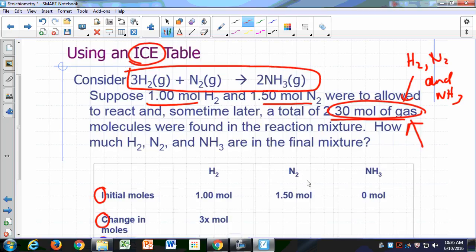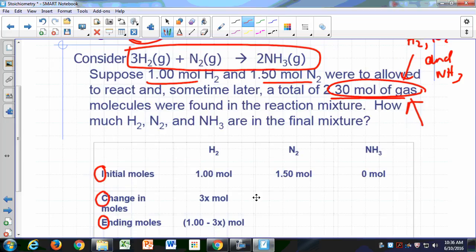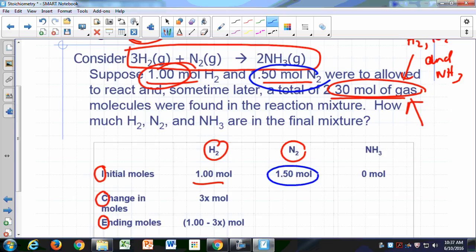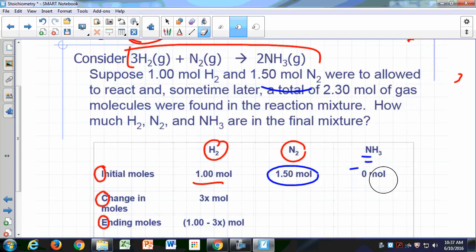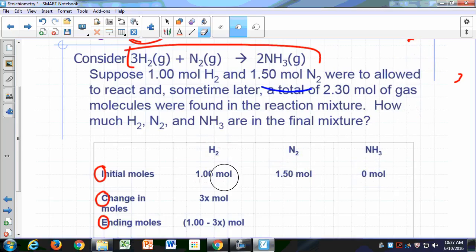So we set up our ICE table here. For our initial moles, for H2 you have 1 mole initially, and for N2 you initially have 1.5 moles. Since you're just putting H2 and N2 together, initially you don't have any ammonia, so NH3 is 0 moles. That's your initial conditions.